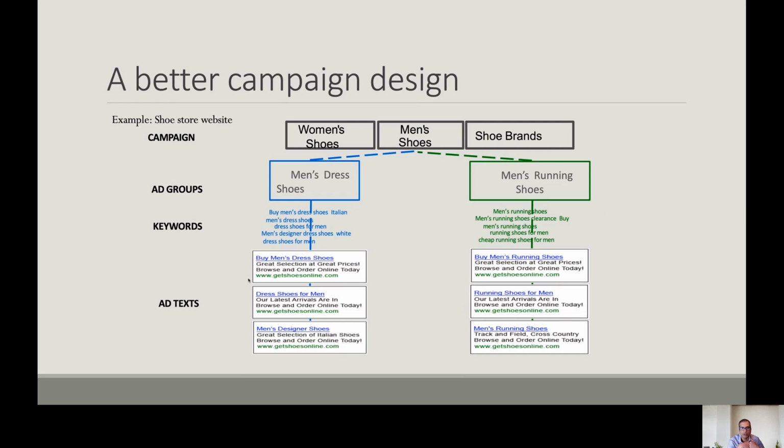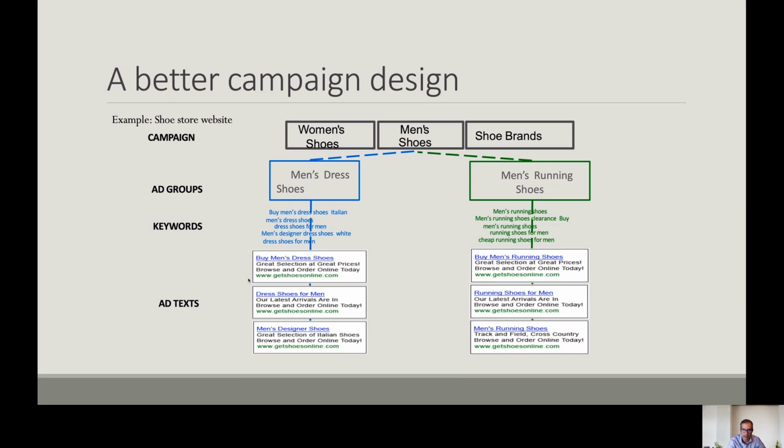Now in this situation, all the keywords in the blue group are good matches with all the ads in the blue group, right? Because all of these 3 ads that you see out there, they are all about dress shoes. None of them is about running shoes, right? Similarly, if you look at the green ad group, all of the 3 ads are good matches with any keyword that talks about running shoes, right?